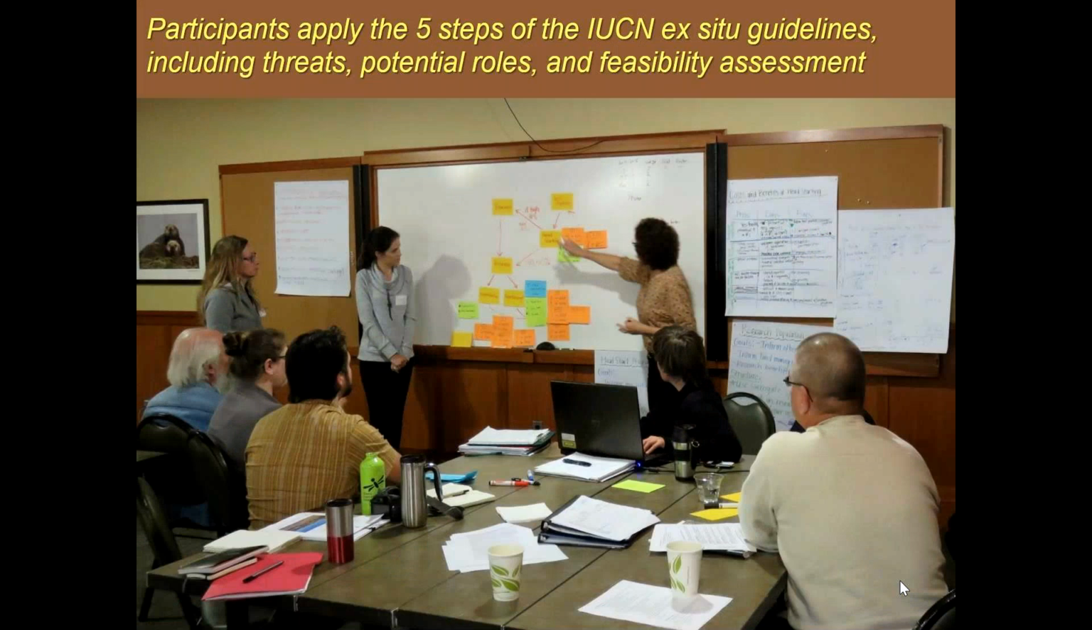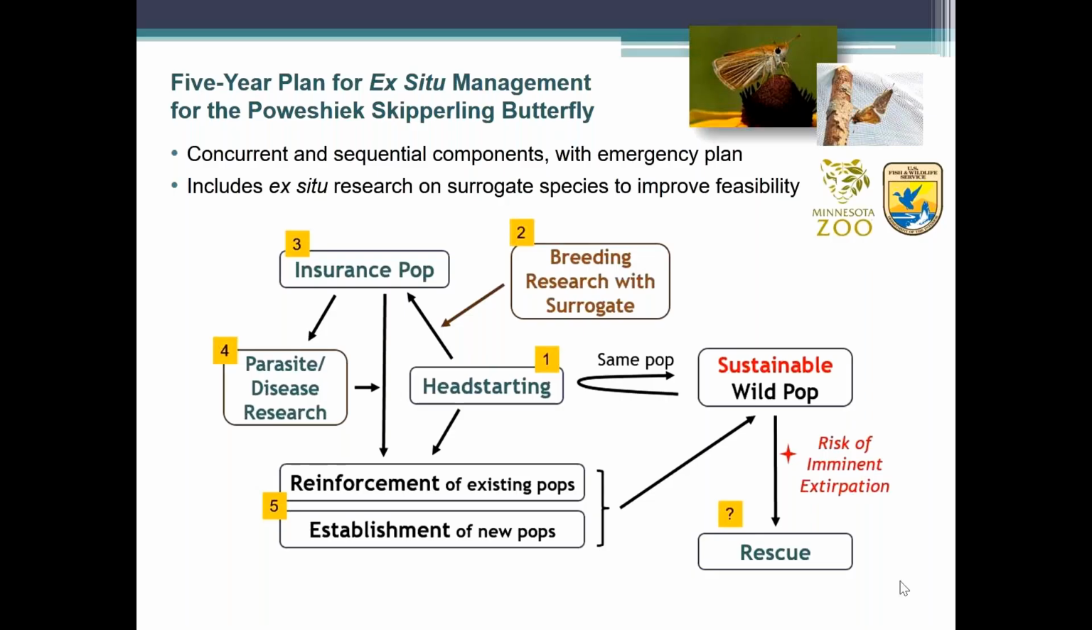So in that workshop, we essentially walked through the 5 steps of the ex situ guidelines. We still did threatenedness assessments. We looked at potential roles, we evaluated them, and they came up with decisions. And I want to point out, this was the 5-year plan that was made for one of those endangered butterfly species. And I won't go into detail, but you can see the little numbers. Those are really steps. It's a consecutive plan that builds upon itself.